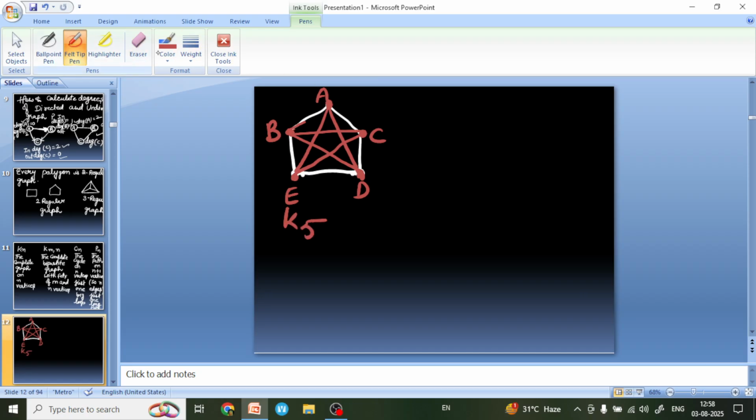Now you can see the next, bipartite with 5 edges.